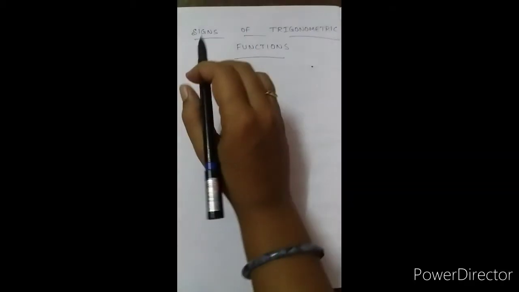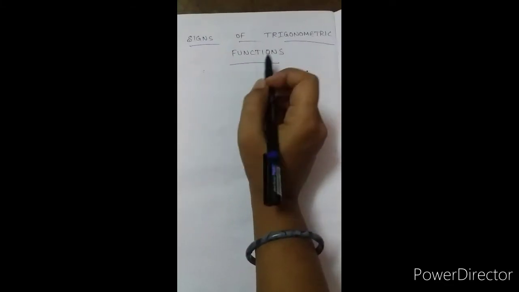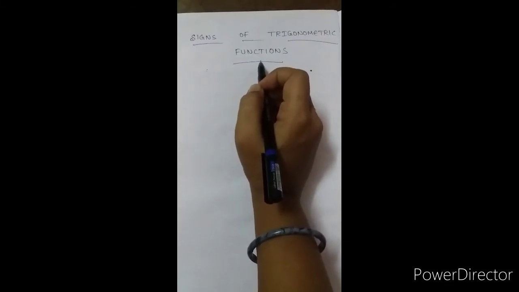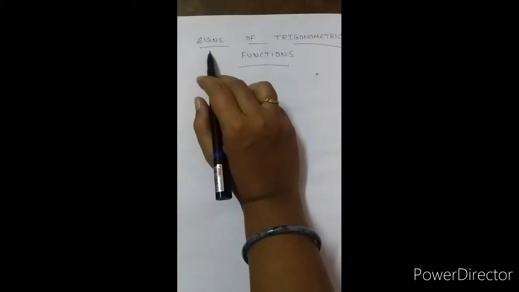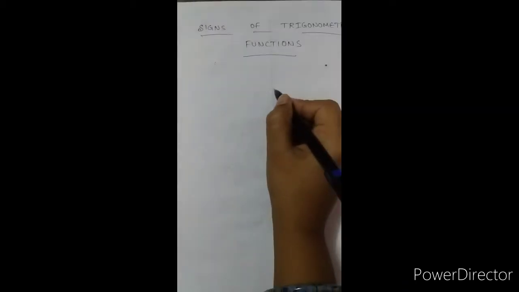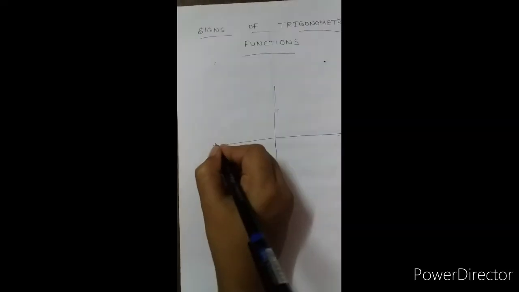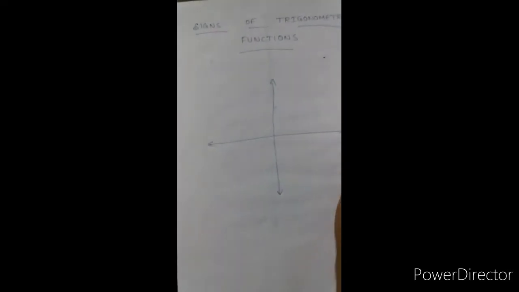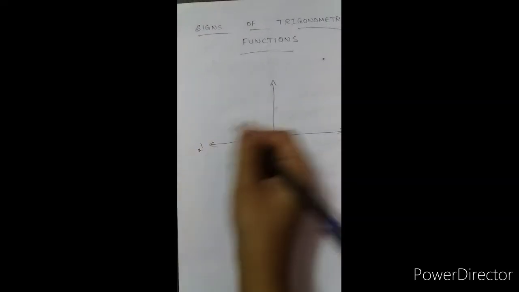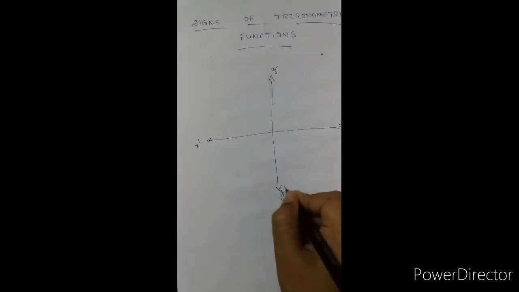Today our topic is signs of trigonometric functions. How to find out the signs of all trigonometric functions, we will see it now. So first of all, we have to consider a coordinate plane. Coordinate plane means it consists of x-axis and y-axis.